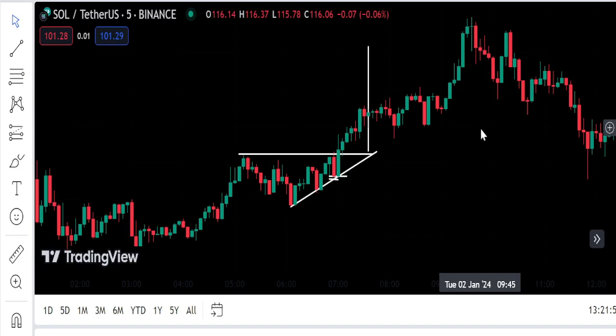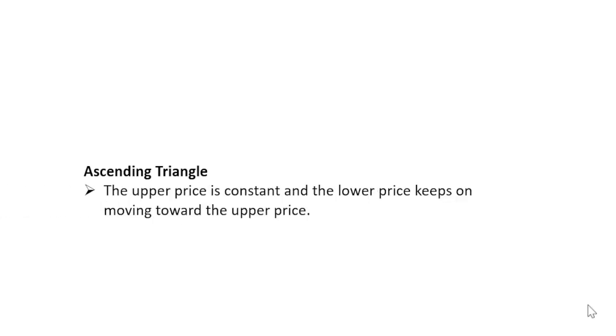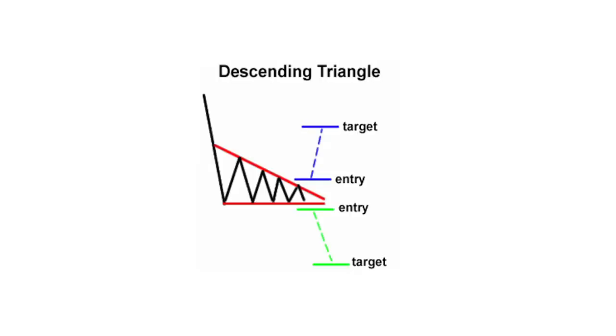an ascending triangle. So let's do a recap of our ascending triangle. So we can clearly see that in an ascending triangle, the upper price is constant and the lower price keeps on moving towards the upper price. So let's look at our next pattern, a descending triangle.